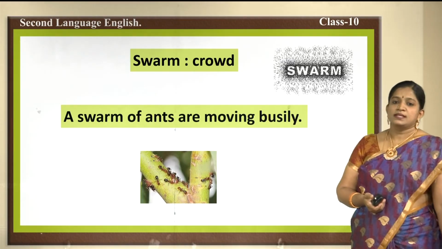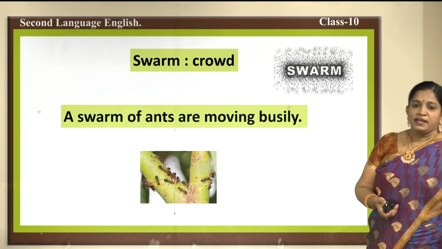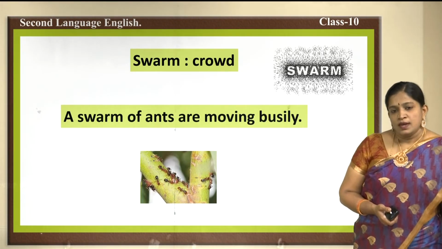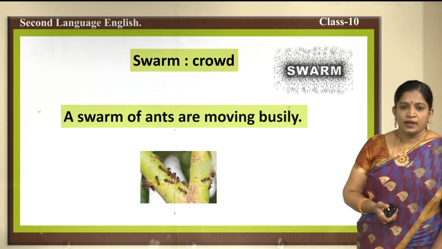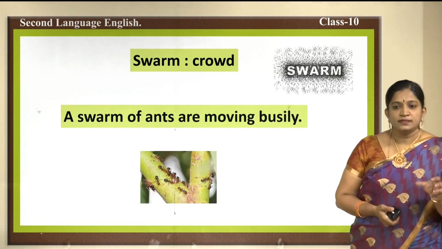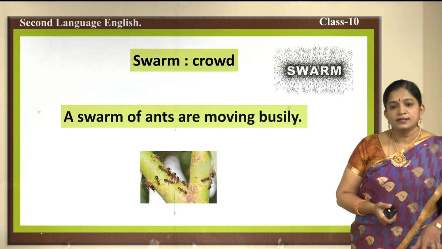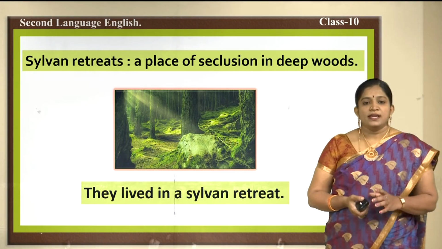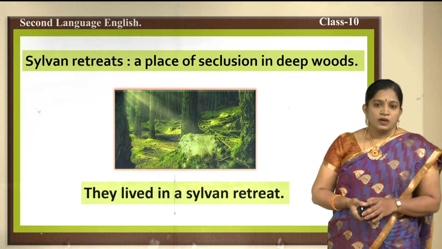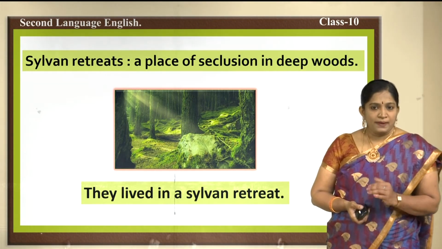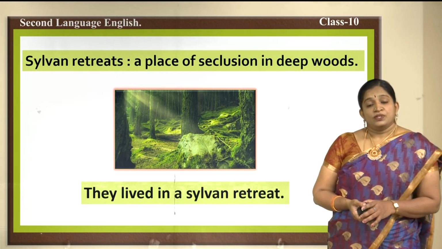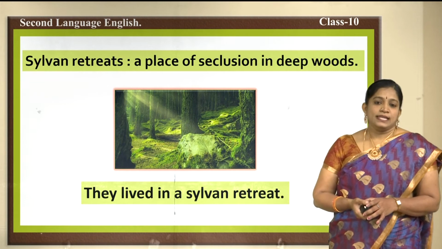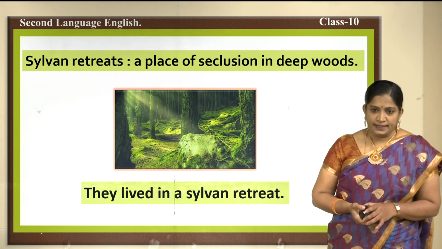The next word is swarm, which means crowd. A swarm of ants moving busily. So like this you can use it. Usually to express the group of insects we use this word. The next word is sylvan retreats. Sylvan retreats, which means a place of seclusion in deep woods. The usage of the word will be like this: they lived in a sylvan retreat.